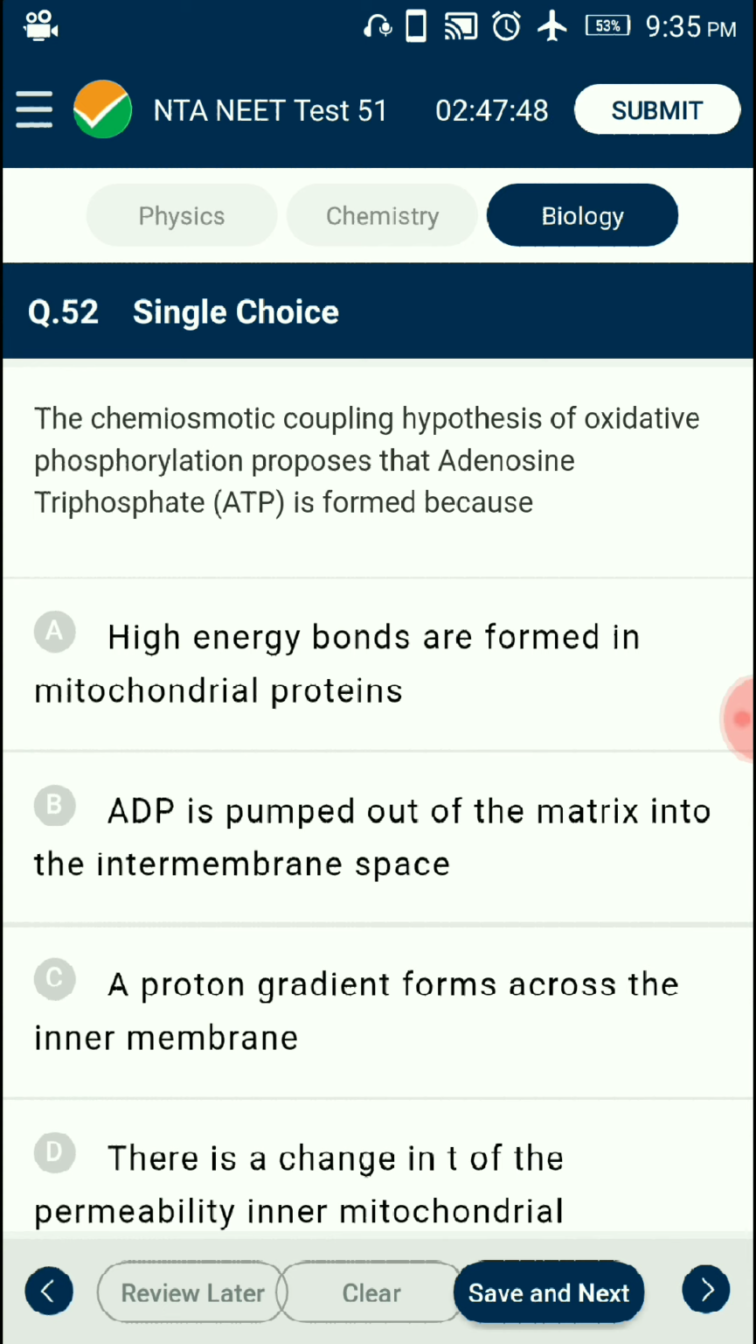According to this, when the electrons flow from a dual proton-electron carrier to a non-hydrogen carrier, that is H plus, protons are released and expelled into the intermembrane space and thus create a proton gradient with higher concentration of H plus in the intermembrane space than the matrix. Due to proton motive force, the protons flow back and the energy liberated during this backflow of protons activates ATPase present in the F1 head to synthesize ATP. So the answer is option C. A proton gradient forms across the inner membrane.